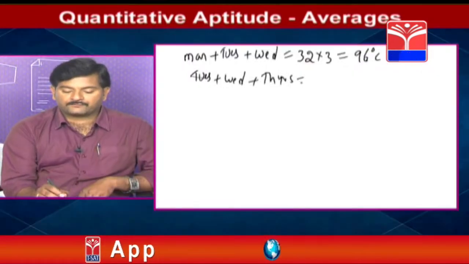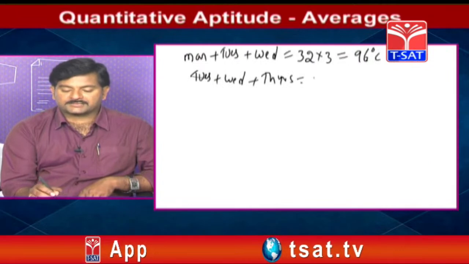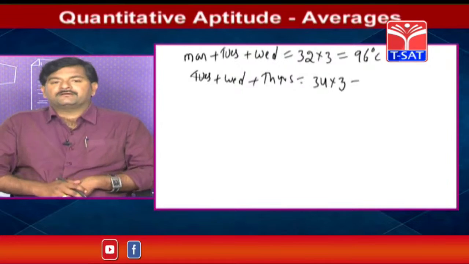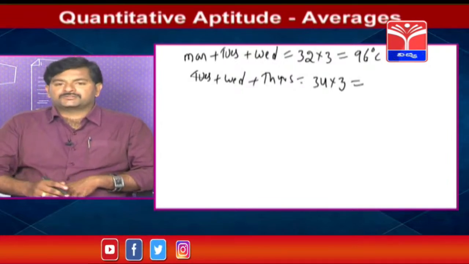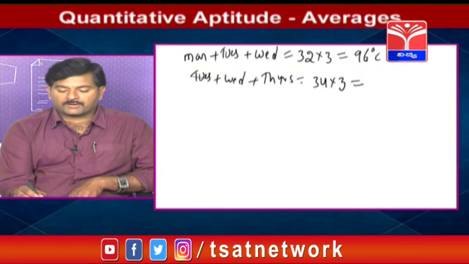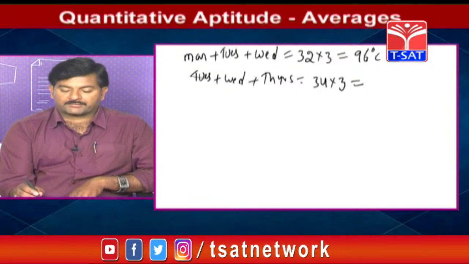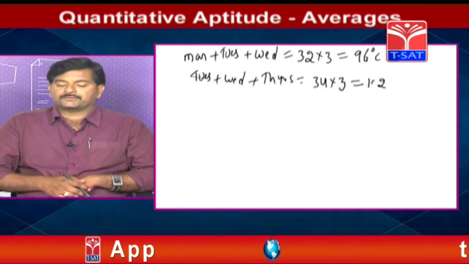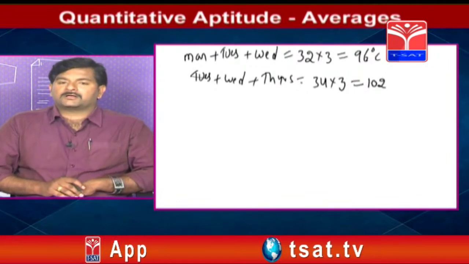Average temperature of Tuesday, Wednesday and Thursday. How much is given? 34 degree Celsius given. We can find out the total. So Tuesday, Wednesday, Thursday total is equal to what I am getting? 102 I am getting. I hope you understood. 90 plus 12, 102 I am getting.